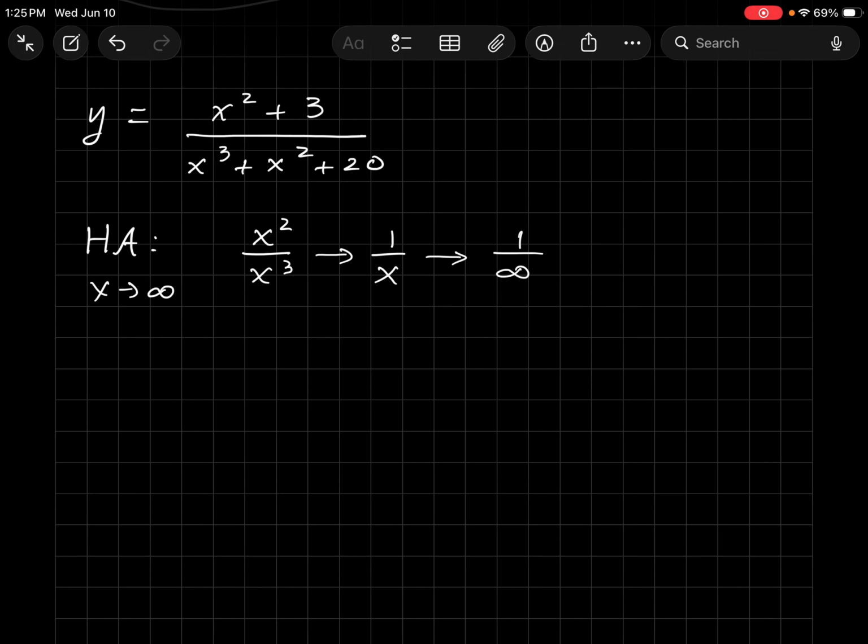So if there are no x's left over, I don't need to worry about anything. But if there is an x left over, I can imagine x equaling infinity. And what does 1 over infinity get really, really close to? Well, 0. So my asymptote is y equals 0.